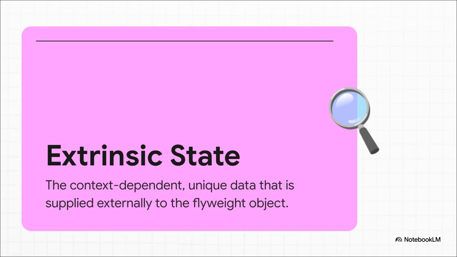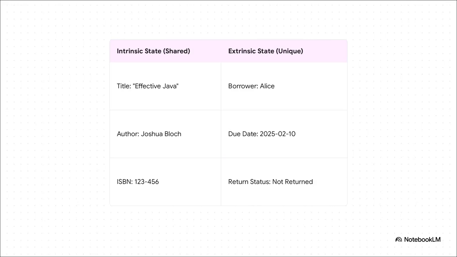And then on the flip side, we have the extrinsic state. This is the stuff that's totally dependent on the context, it's unique, and it changes all the time. For that same library book, the extrinsic state would be who the borrower is and what the due date is. This information is lightweight and it's specific to each individual situation. And here's where it all just clicks into place. The book's core identity, that intrinsic stuff, is shared across every copy. But the details of each loan, the extrinsic stuff, are totally unique. The flyweight pattern does exactly this. It separates that heavy, shareable data from the lightweight, context-specific stuff.